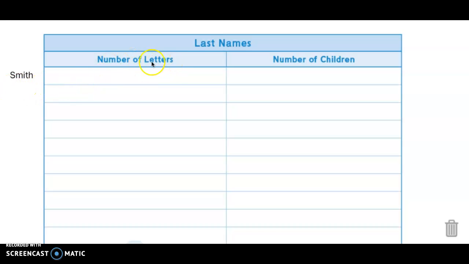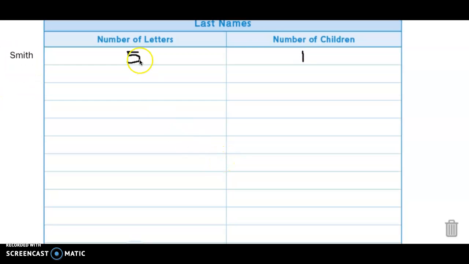So we need numbers of letters. How many letters are in the name Smith? 1, 2, 3, 4, 5. So I need to put that number right here because Smith was our least amount of letters. So we're going to start with our smallest number. And you know what? This was the only child with 5 letters in their last name. So what do you think we'll put for our next one? Well, we're going to keep going up by ones.